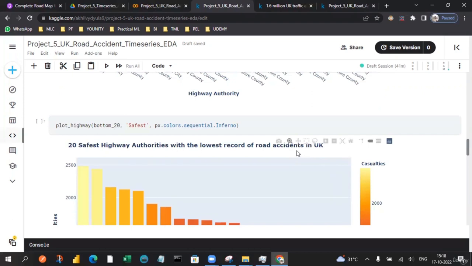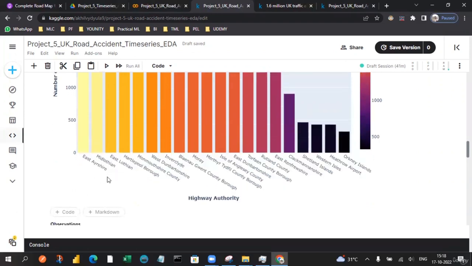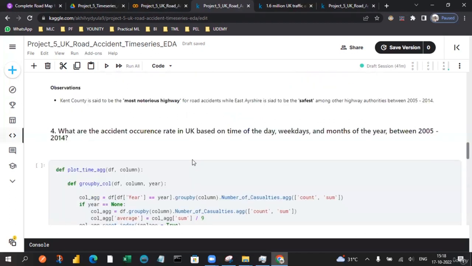And we can also go with the safest ones. Whoever is the very safest, that means the lowest record, needs to be brought on top, right? East Dunbartonshire, Middlesbrough, and East Lothian. So these are some of the state-based highway authorities. Kent is the most notorious highway for road accidents, while East Ayrshire is said to be the safest among all the other authorities between 2005 and 2014.